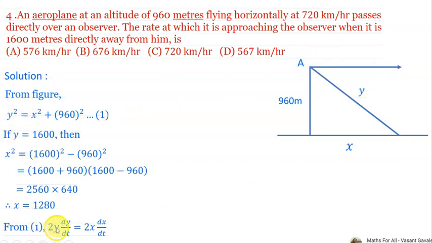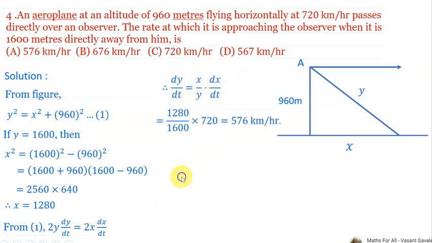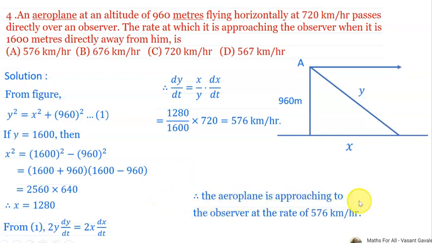Therefore the derivative of y square is 2y into dy by dt, equal to 2x into dx upon dt, and after simplification you will have dy by dt is equal to x upon y into dx upon dt. The value is 1280 upon 1600 into 720, and after simplification the answer is 576 km per hour. This is the rate at which the aeroplane is approaching the observer, 576 km per hour. Okay, and hence option A is correct here.